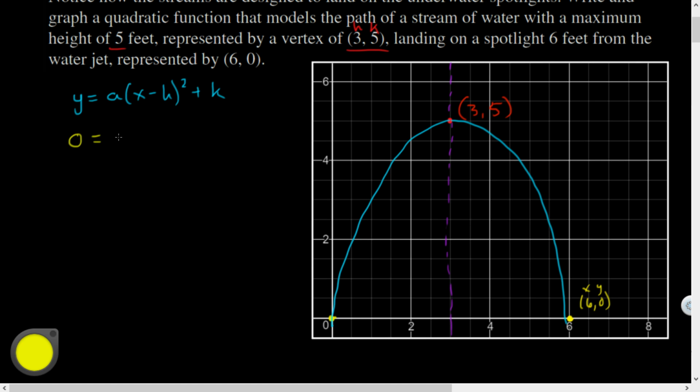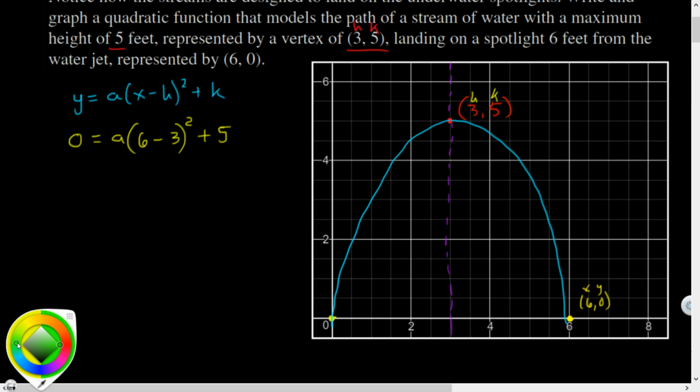So 0 is going to equal a, I don't yet know what that is, times x is equal to 6, minus h is 3, right, there's my h and k, so minus 3 all squared plus k is 5. So if I plug in what I know, I can now solve for the a, right? Just like we used to plug in things to solve for the slope or the y-intercept in slope-intercept form, I'm just plugging in everything. And now I've got to get a by itself.